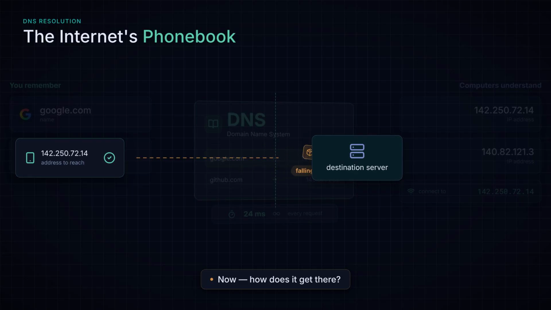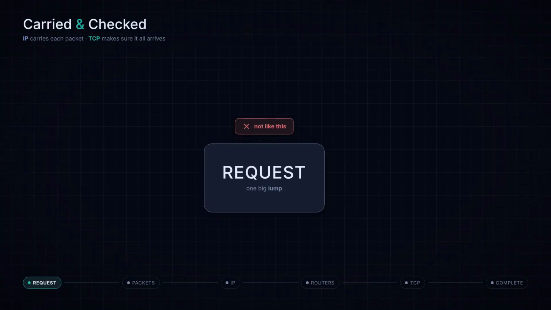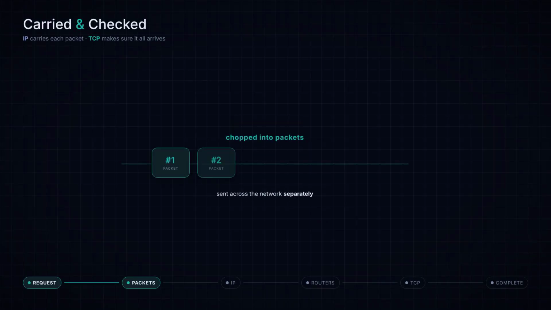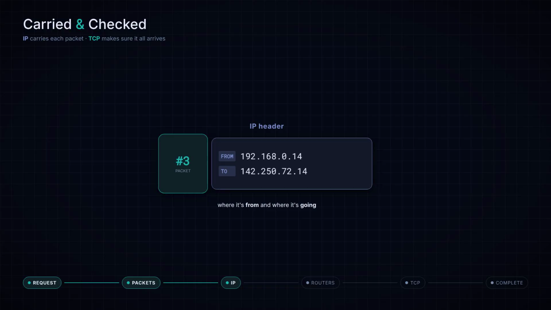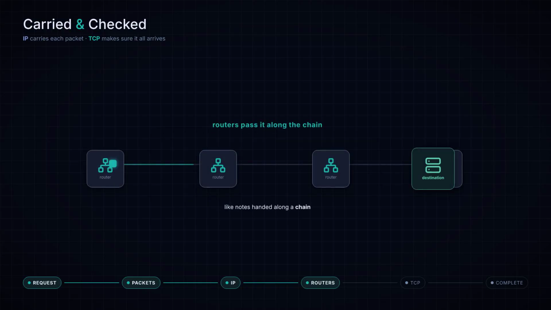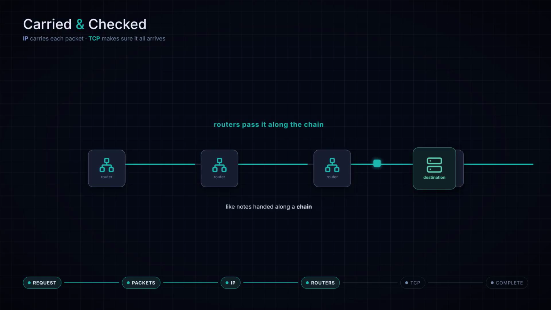Next question. How does your request actually get there without falling apart? Your request doesn't travel as one big lump. It's chopped into small pieces called packets, sent across the network separately. IP labels each packet with where it's from and where it's going, so routers can pass it along toward the right place, like notes handed along a chain until they arrive.